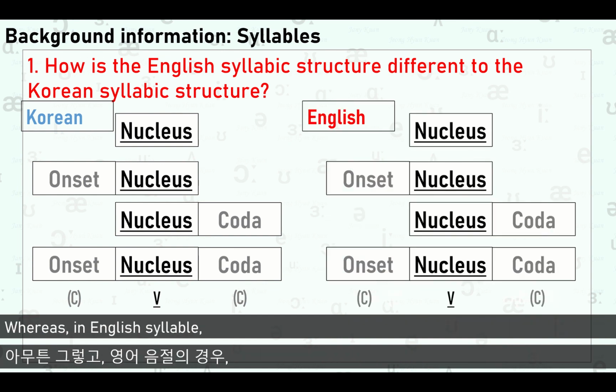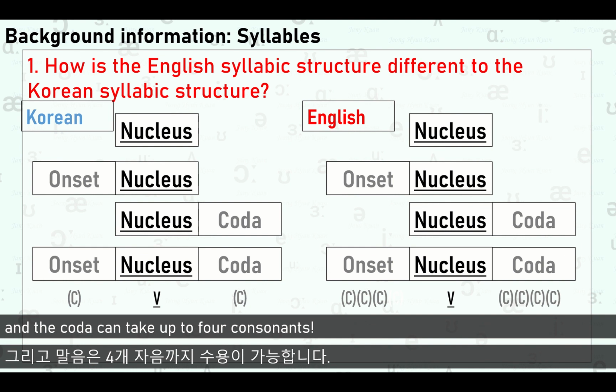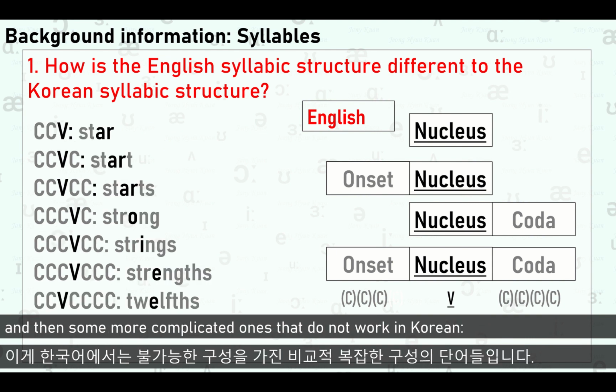Whereas in an English syllable, the onset can take up to 3 consonants, and the coda can take up to 4 consonants. Here are examples of the basic monosyllabic words, and then some more complicated ones that do not work in Korean.